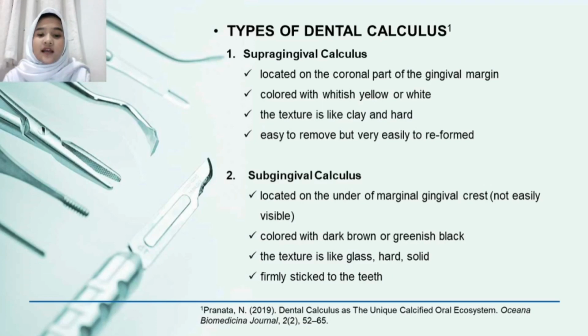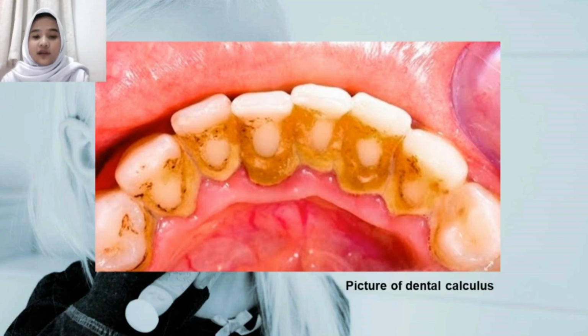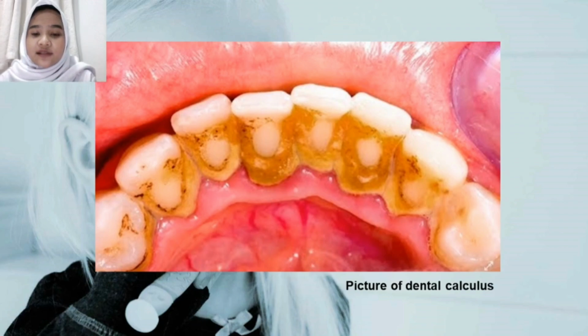And the second, subgingival calculus. The characteristic of subgingival calculus: first, located on the under of marginal gingival crest, not easily visible. Second, colored with dark brown or greenish black. Third, the texture is like glass, hard and solid. And last is firmly stick to the teeth. This is the picture of dental calculus that attach to tooth surfaces.